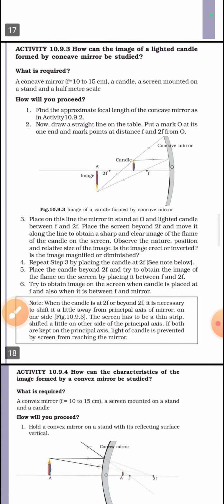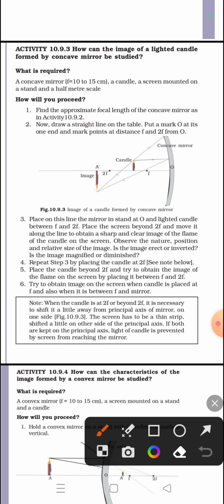Next activity: how can the image of a lighted candle formed by the concave mirror be studied? With the help of a concave mirror, you have to study the position of the image formed of an object. The position of the image depends on the position of the object, and you have to study both the positions, or you have to find out the focal length of the concave mirror.